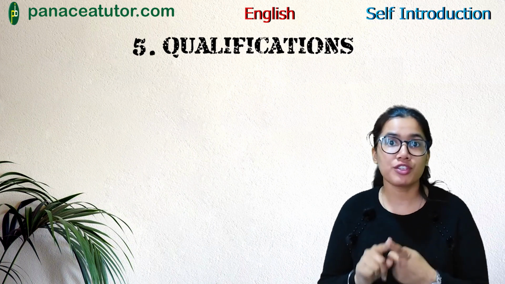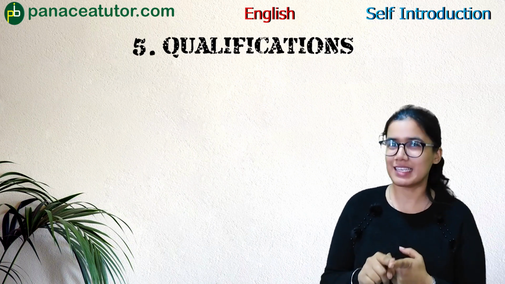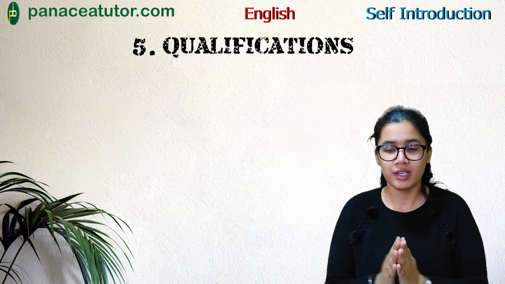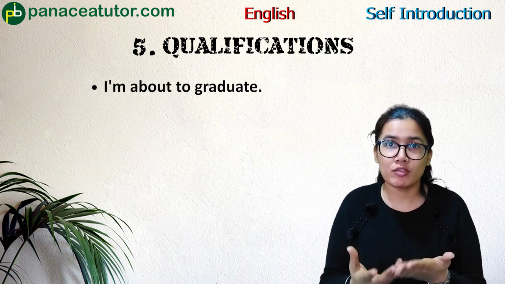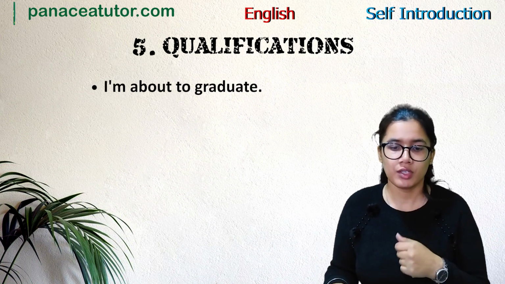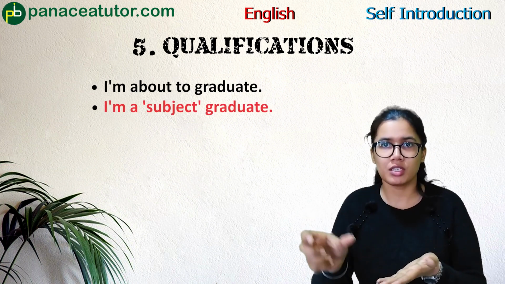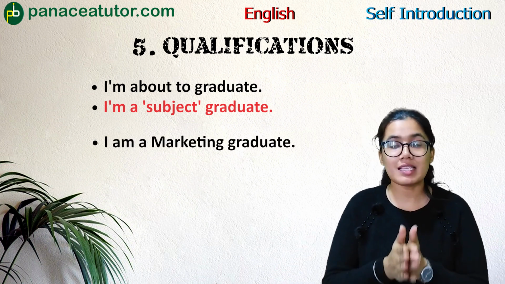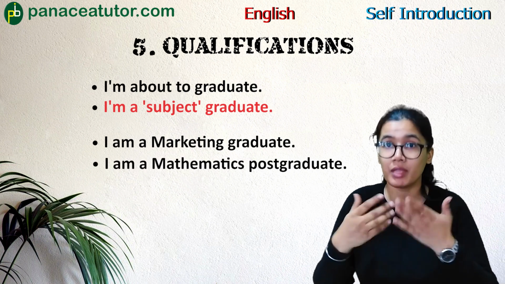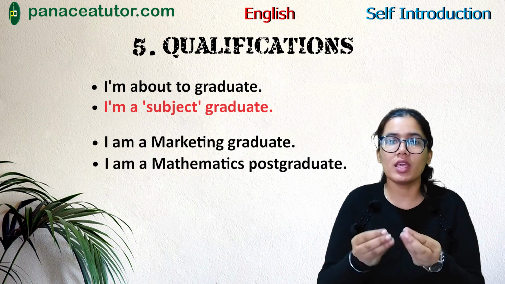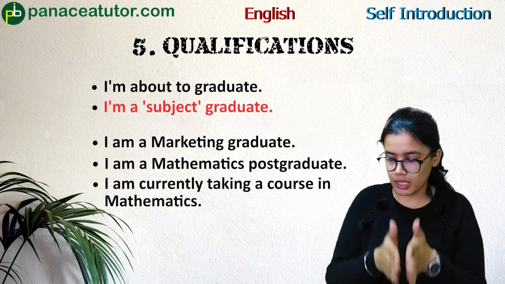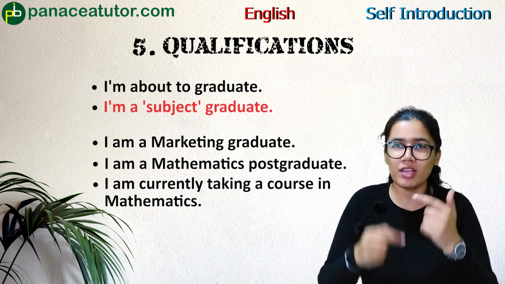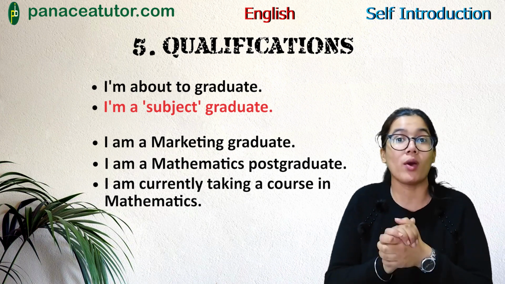So the fifth one is qualification. You might also want to mention your qualification in your self-introduction. That is also quite impressive, and you should tell about your qualification in your self-introduction. So to start, you can say I am about to graduate. If you are pursuing your graduation, you can say I am a subject graduate. You can say I am a marketing graduate. Or if you are a postgraduate, you can say I am a mathematics postgraduate. And if you are currently pursuing any course, you can say I am currently taking a course in mathematics. So introducing yourself with a qualification is quite important and quite impressive.